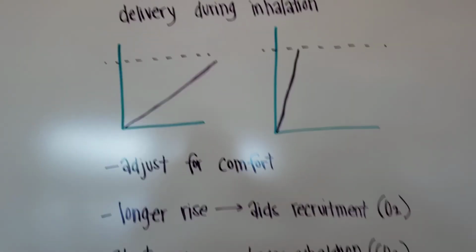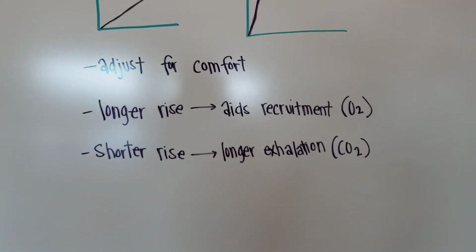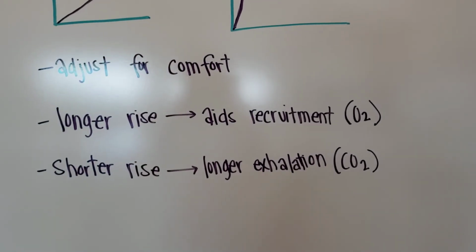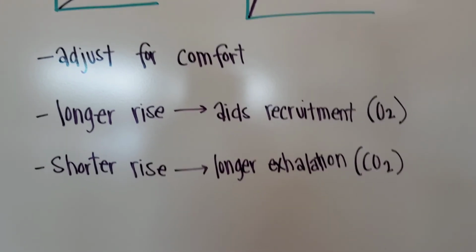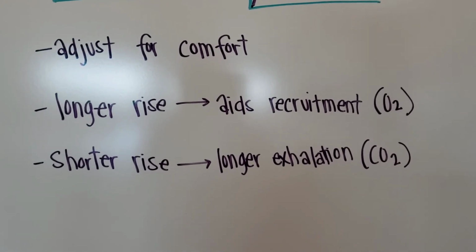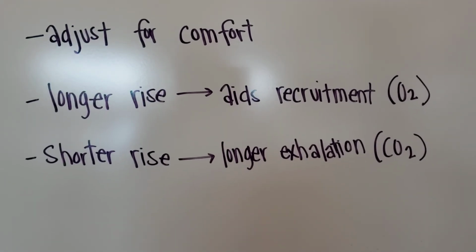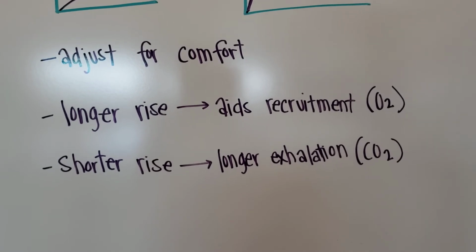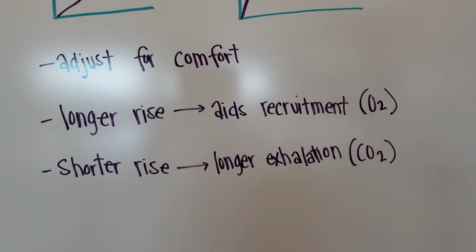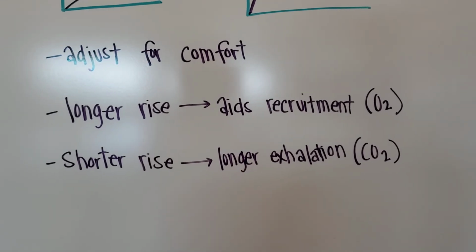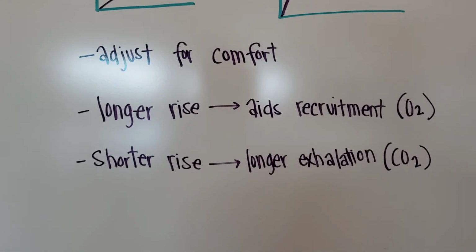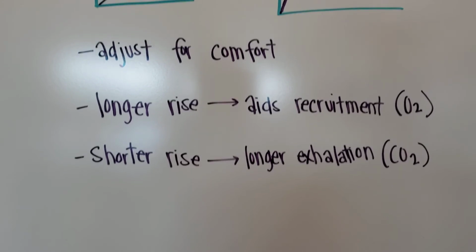Times you would adjust rise would be for comfort. Patient comfort is huge when it comes to flow, eye time, rise, any of those. But therapeutically, you can adjust it by giving a longer rise, which aids with alveolar recruitment. We have that higher pressure for a longer period of time, which helps us with oxygenation. This also helps with patients with restrictive disorders.